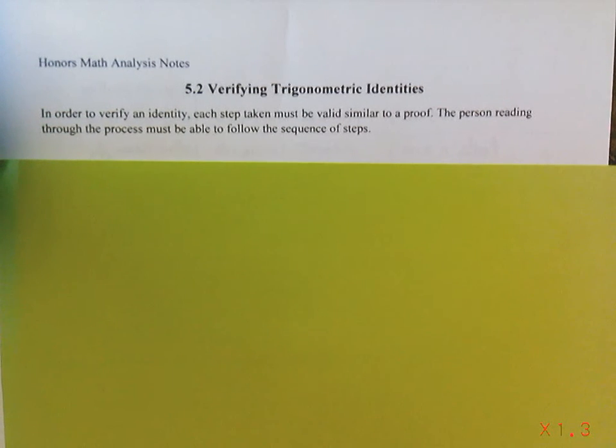These are notes for section 5.2, verifying trigonometric identities. This is probably the hardest part of this course, but the whole purpose behind this is so that students continue to get practice with the trigonometric identities, which need to be memorized. And also that you get the process of verifying using steps. The person reading through the process must be able to follow the sequence of steps that the student is doing.